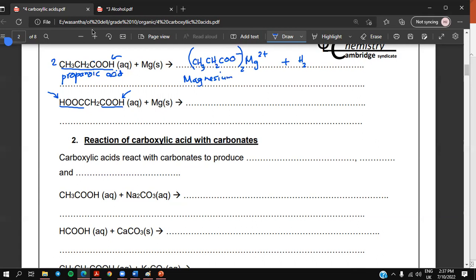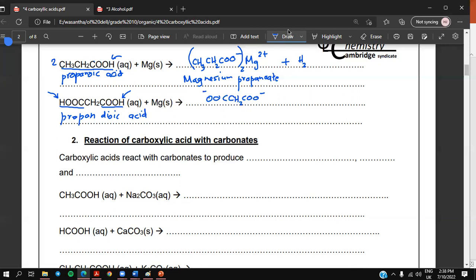Magnesium propanoate. Let's move on to the next one. Now, this carboxylic acid has two carboxylic acid functional groups. So, if these two hydrogens go out of the system, then we have -OOC, CH2, COO minus. This also has one minus. This compound is 1, 2, 3 propandioic acid, because there are two carboxylic acid groups.